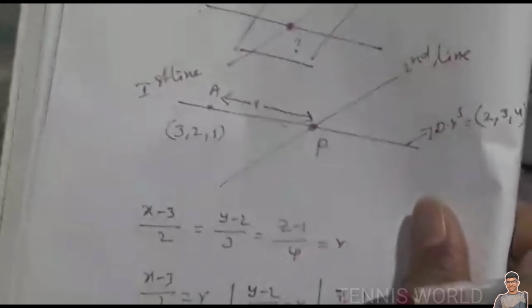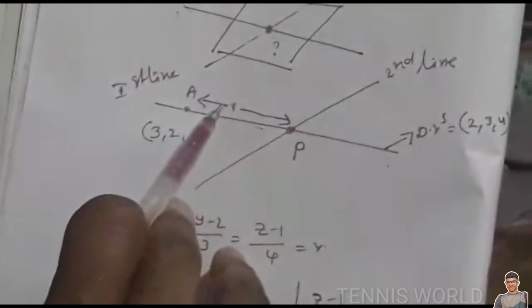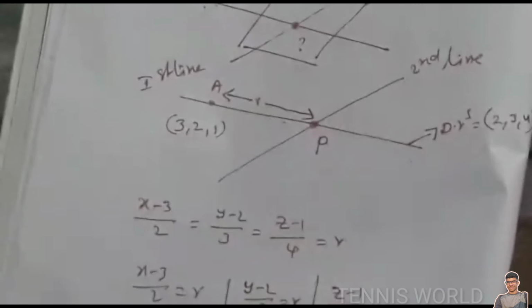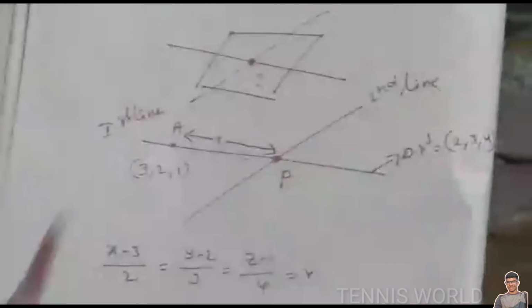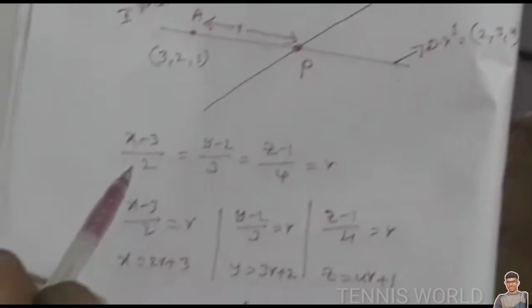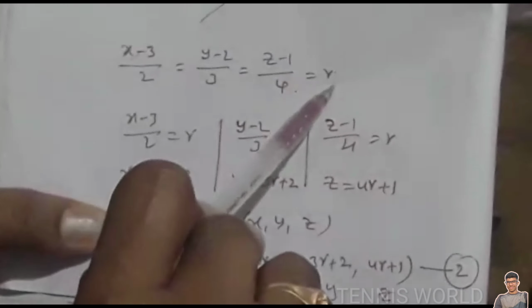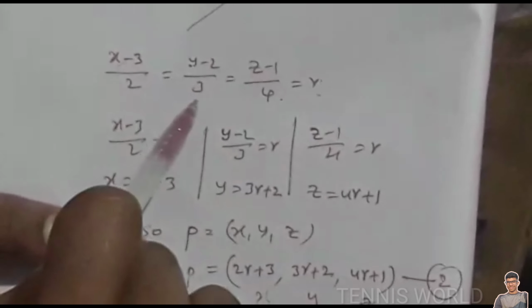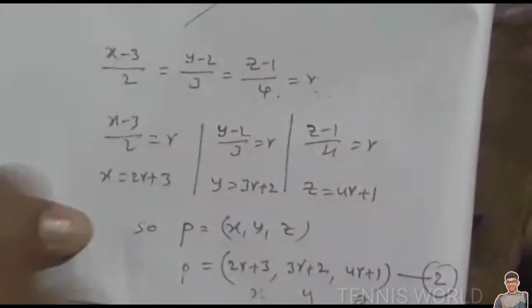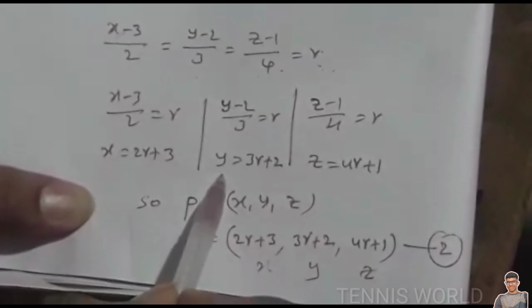How to find it out? Let P be the point of intersection, which is at a distance of small r from point A. So I am assuming the point P like that. As I said previously, you take the first line as it is and equate it to small r: first part equal to small r, second part equal to small r, third part equal to small r. After cross multiplication, I got the x value, y value, z value.